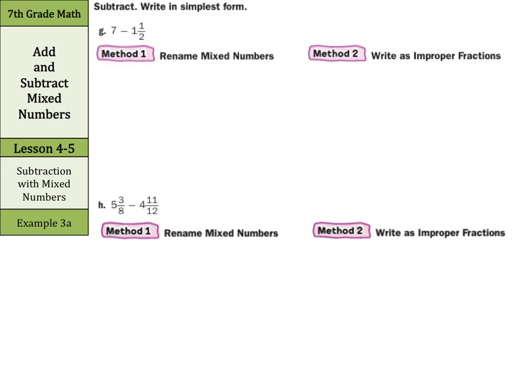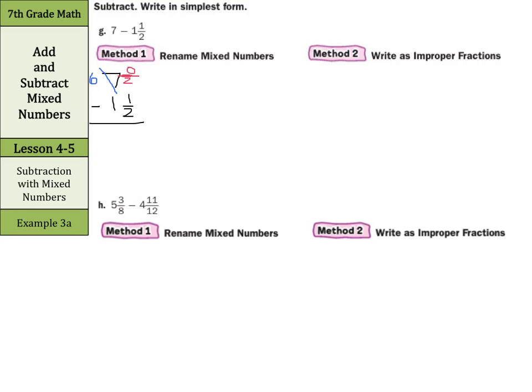Now, if we use method 1 in G, you would have 7 minus 1 and 1/2. Now, there's nothing I can take that 1/2 away from. So what we're going to rewrite this as is 0 halves. I have no halves right now. I have 7 and no halves. Now, in order to rename, I'm going to borrow 1 from the 7, take that down to a 6.